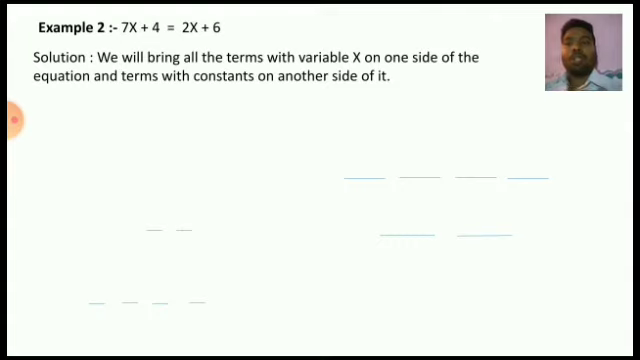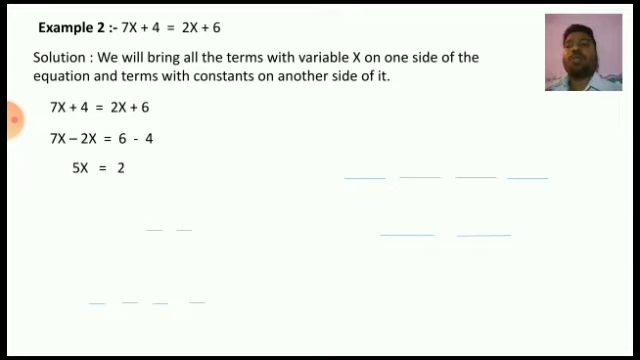So 7x plus 4 is equal to 2x plus 6 is the given example. We have to bring all the terms with the variable x on one side of the equation and terms with the constants on another side of the equation. So that we take, so 7x minus 2x is equal to 6 minus 4. So in the given step, we take the 2x from the right hand side to the left hand side so that it gets minus, and we take the plus 4 from the left hand side to the right hand side so that it gets minus. So that we get the step 7x minus 2x is equal to 6 minus 4.